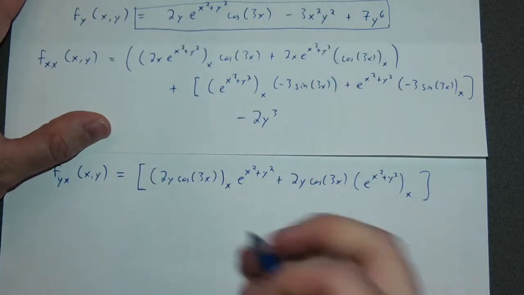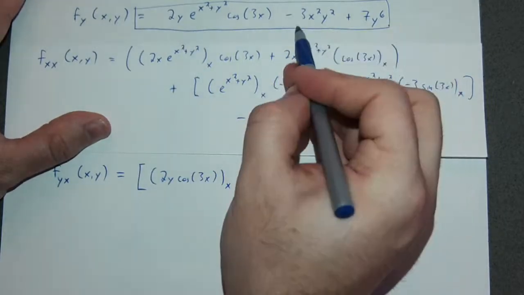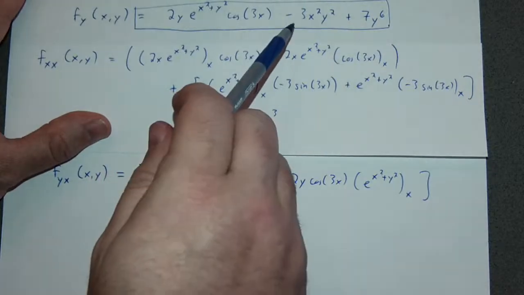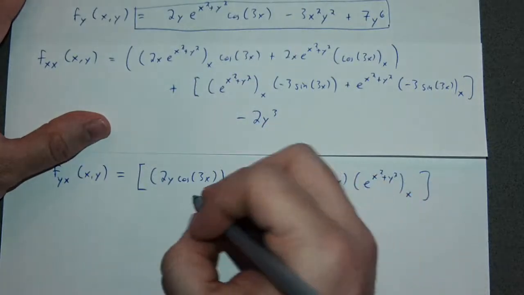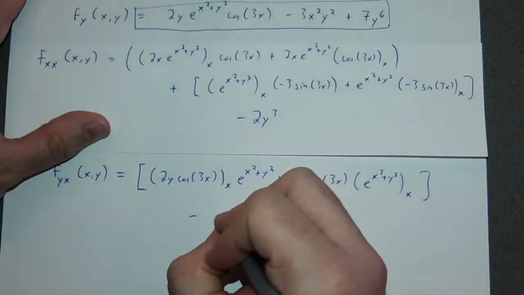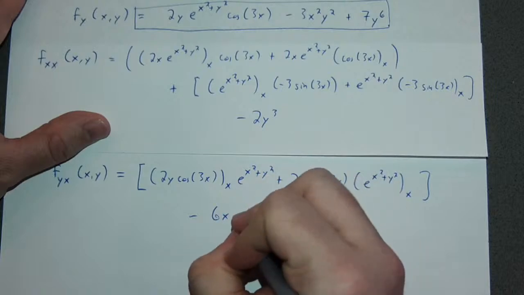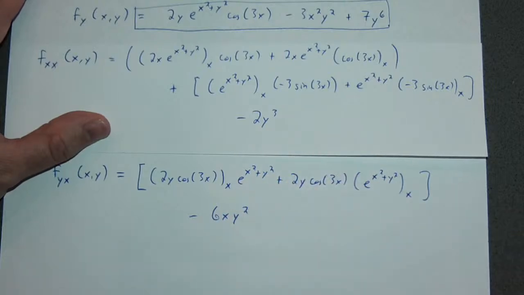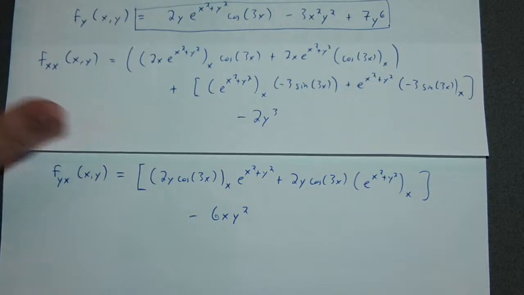There are no other product rules here, but next, the x partial of minus 3x squared y squared is minus 6xy squared. And the x partial of 7y to the 6 is of course 0. All right, so that's it.